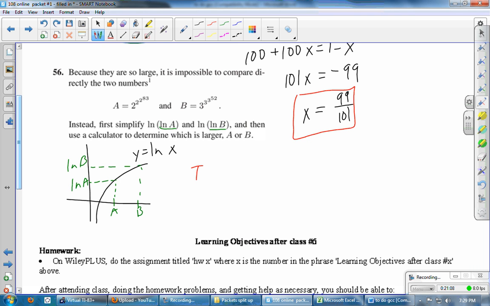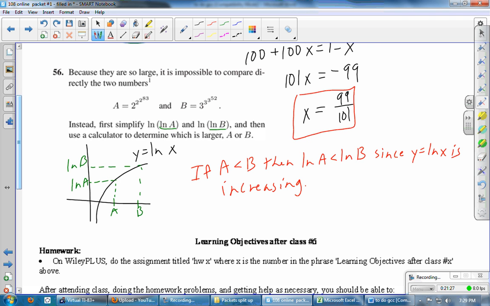Say it and I'll write it. If A is less than B, then ln of A is less than ln of B, since y equals ln is increasing. So that's useful, because what we're going to do is end up trying to figure out which one is bigger, ln of B or ln of A. And whichever one is bigger, well, the corresponding thing without ln in front of it is also bigger.